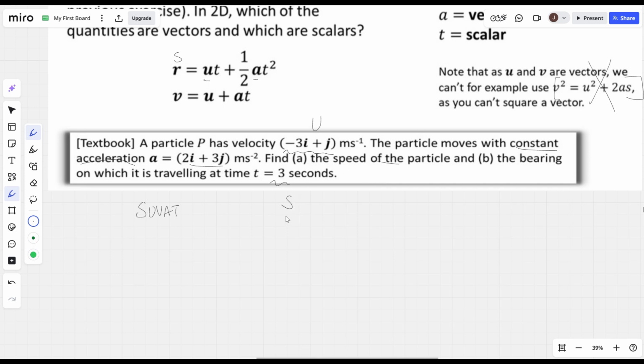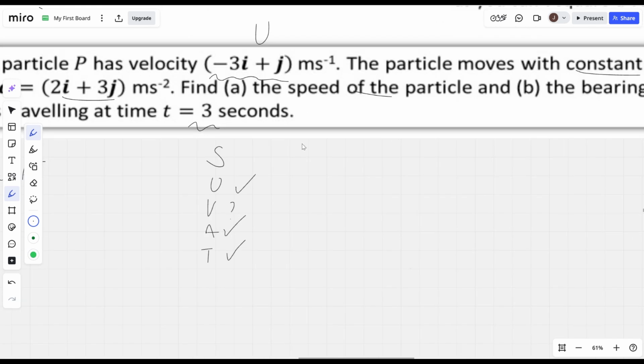SUVAT, what have we got going on in the question then? We've got the a, we've got the u, we want to find the v, we've got the t. So that's this one from before, isn't it? Okay, so let's write that down. v equals u plus at, and v is what we're trying to find. So u, I'm going to write it in column vector form: minus 3, 1, plus, and I'll put the 3 in the front, and then the a figure was 2, 3.